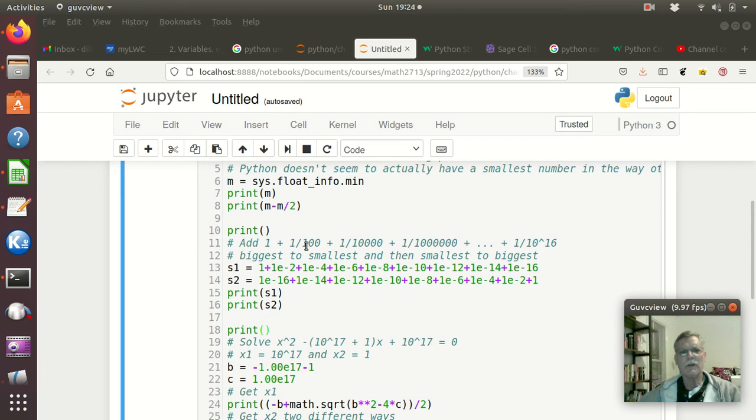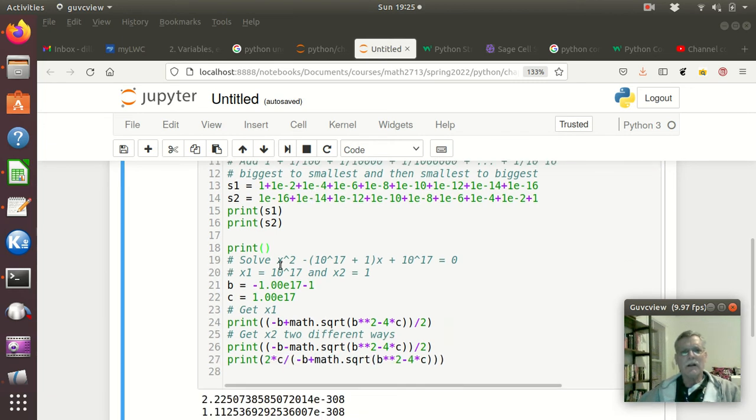And here I took 1 plus 1 over 100 plus 1 over 100 squared, or 10,000, plus 1 over a million, or 10 to the 6th. So I just kept going up by powers of 2, 10 to the 2, and up to 1 over 10 to the 16th. And I added them from biggest to smallest, and then smallest to biggest, and printed out those two numbers. And you would think, right, we'll get the same answer, but we don't.